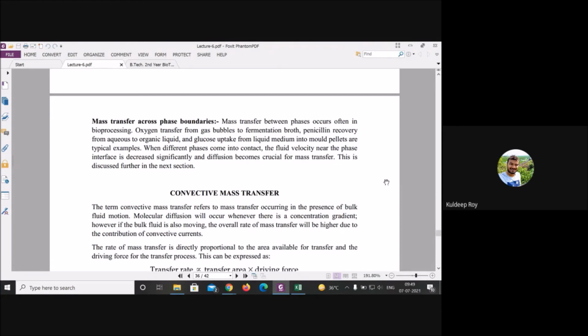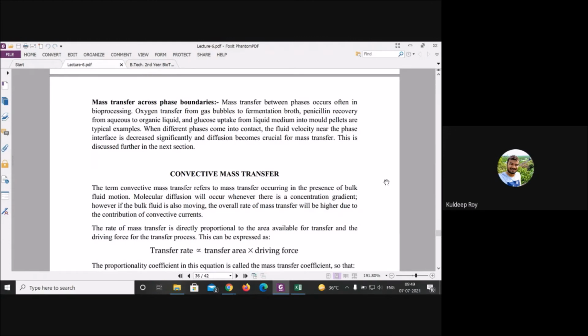Okay, these are examples, and this thing we have already discussed. Same thing, because if you deal with cells, it is solid in nature, not homogeneous. A heterogeneous system will be there. So you have to study how the mass transfer and diffusion will take place from solid to liquid and liquid to solid.